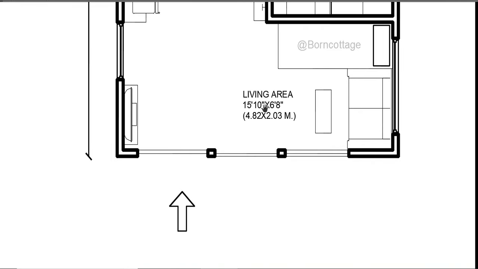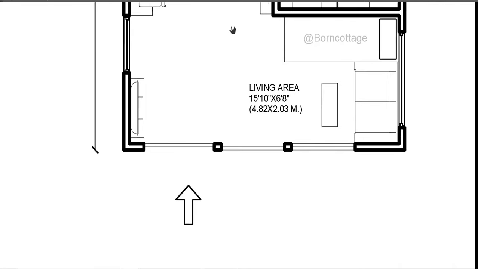So we have living area. You can see here the sofa cum bed, tea table and also a TV unit on the front wall, and we have a large size window for ventilation and light purpose. Also we have a large glass panel here. After that we will go inside.